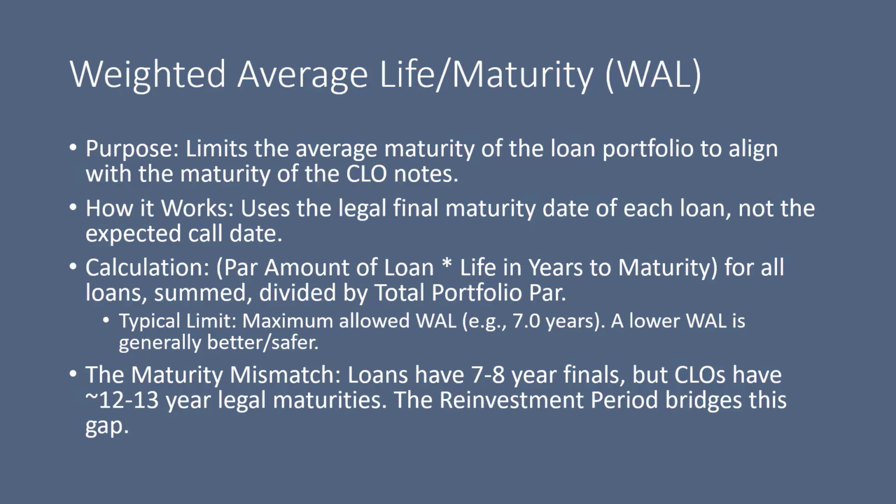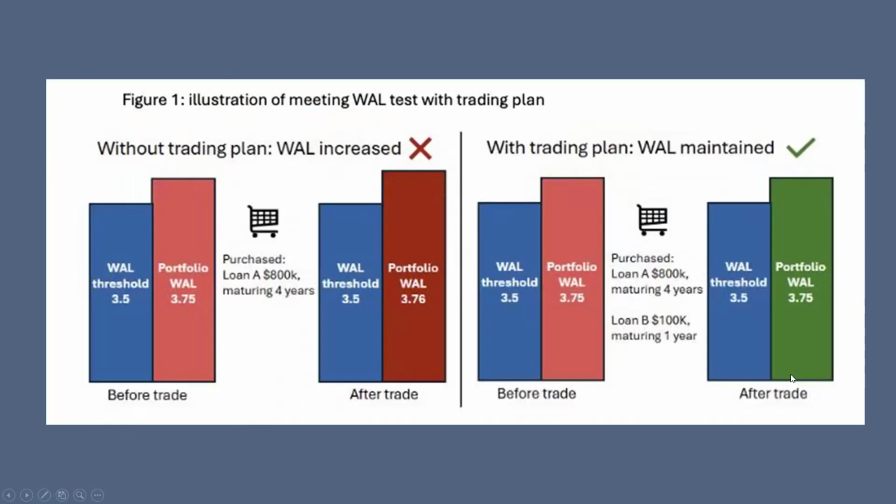He's taking the sum product of the value of the loans, and then obviously you're going against whatever factor, right? So it's a very simple calculation, but there are a lot of intricacies within the actual formula, right? And here's just a little illustration of WAL within the trading plan.